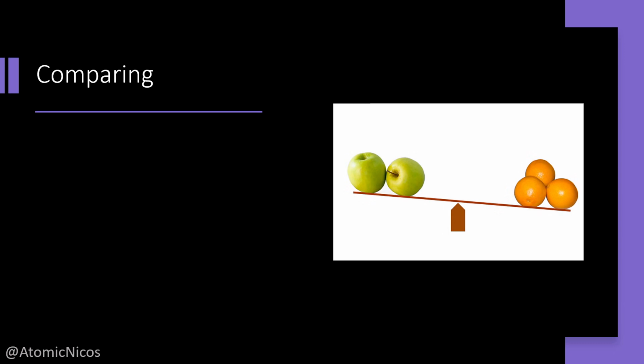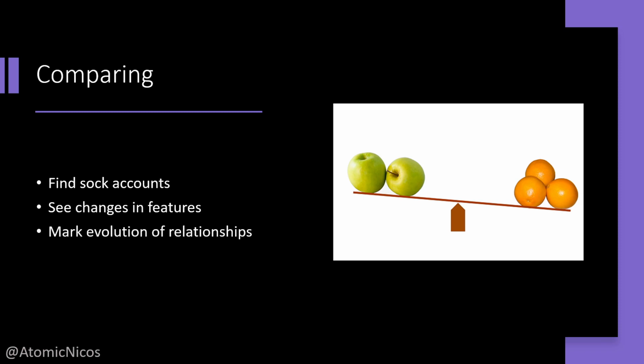Then comparing data. So you can potentially find SOC accounts by comparing certain uses in linguistics and which ones link to each other, what profiles like each other, etc. You can potentially find some SOC accounts. Pretty interesting. Seeing changes in features, so that's people's features, usually, or what cars they drive, etc. Once again, you can mark evolution in relationships. So they were with such and such, and then they were with such and such, and then they had a child with such and such, etc., etc., etc.